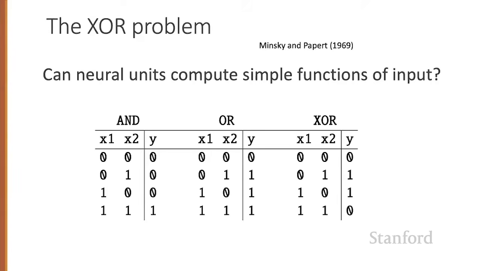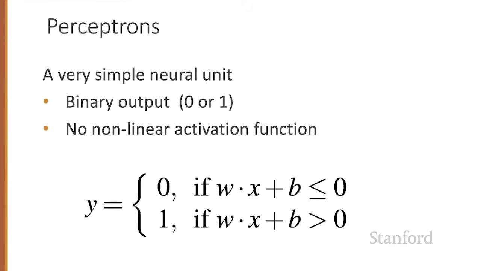As a reminder, here are the truth tables for those functions. So 0 and 0 is 0, 0 and 1 is 0, 1 and 1 is 1, and so on. This example was first shown for the perceptron, which is a very simple neural unit that has a binary output and does not have a nonlinear activation function. The output y of a perceptron is 0 or 1 and is computed as follows.